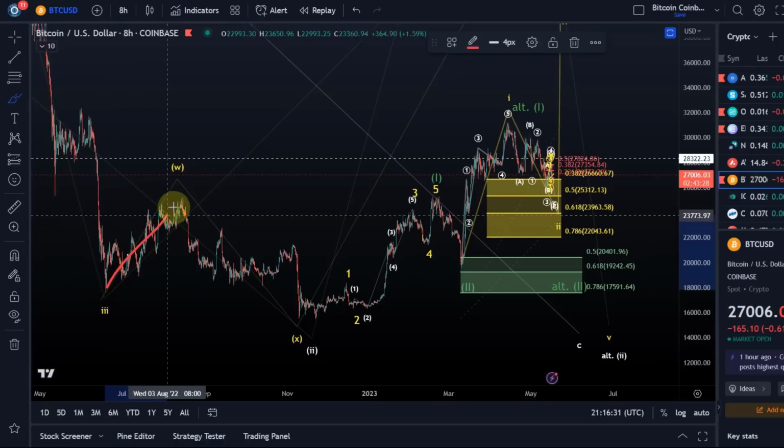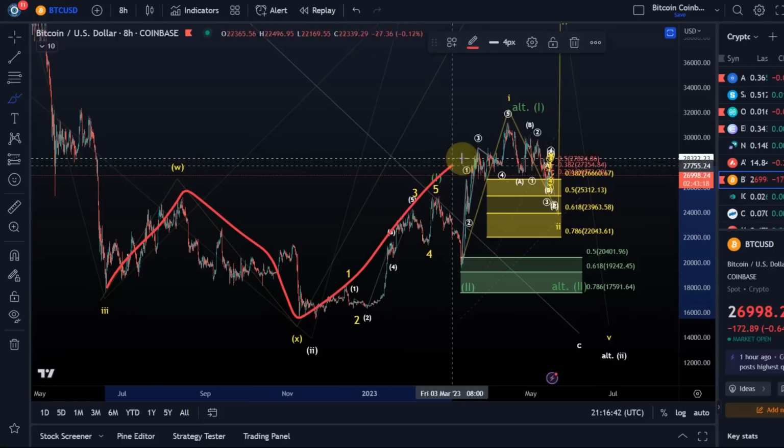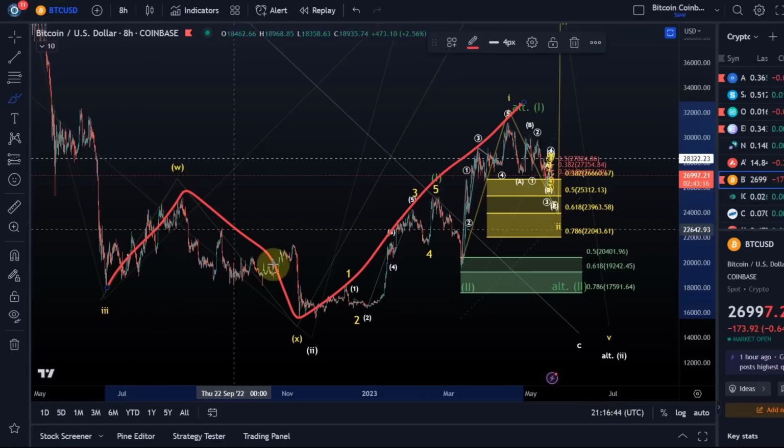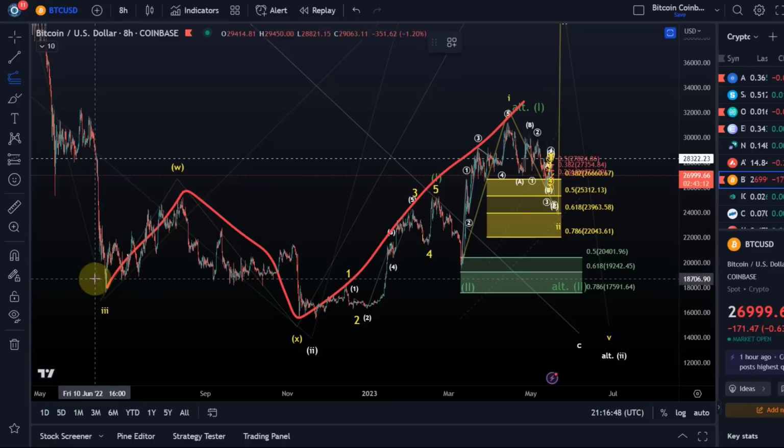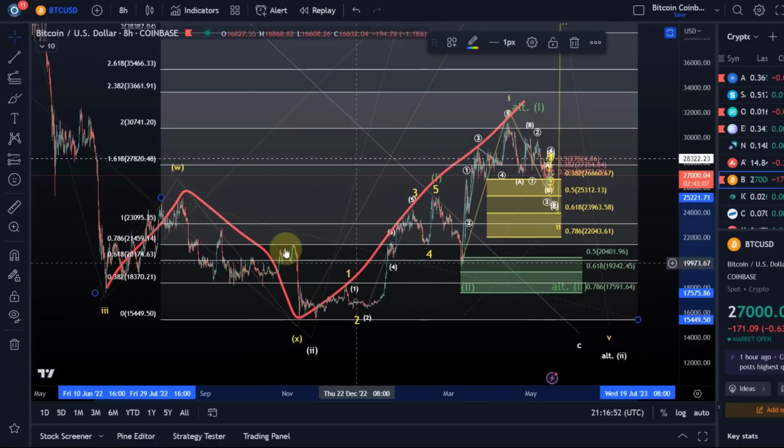We rallied in a wave W, which is a corrective wave. We came down in an X wave, basically overshooting to the downside. And then we did rally in a Y wave, a W, X, Y structure. Looking at Fibonacci extensions for this structure, we can see that price did reach the 200% extension.